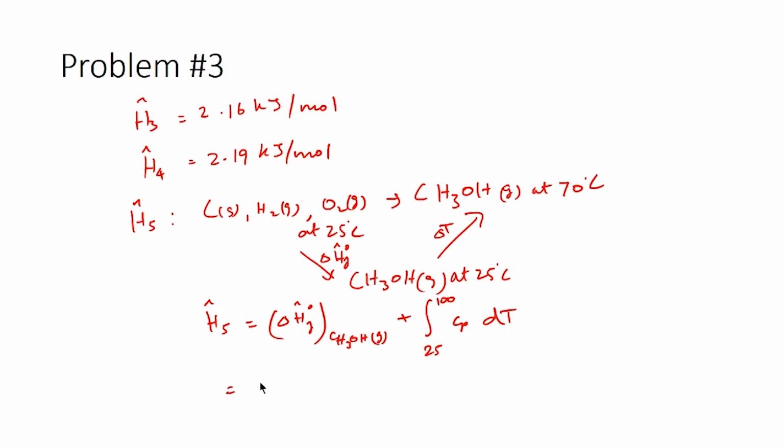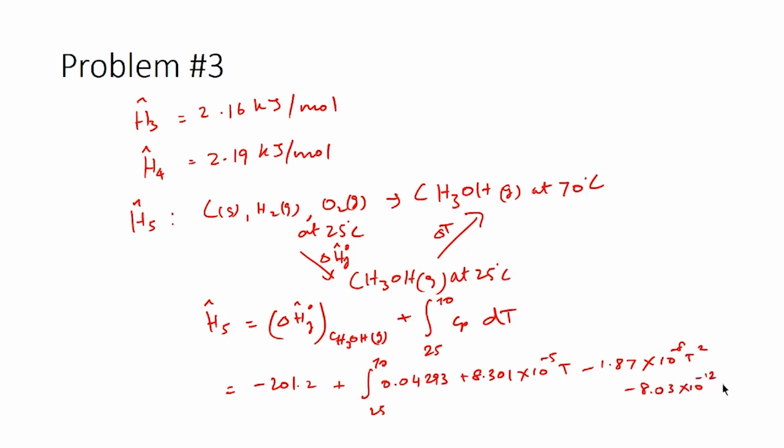So, the value here would be minus 201.2 plus integral 25 to 70. So, this is at 70, I am sorry, not 100. So, 70 would be 0.04293 plus 8.301 times 10 power minus 5 t minus 1.87 times 10 power minus 8 t squared minus 8.03 times 10 power minus 12 t cube dt. So, the value for Cp I obtained from the tables. So, from here I can calculate H5 cap as minus 199.09 kilojoules per mole.